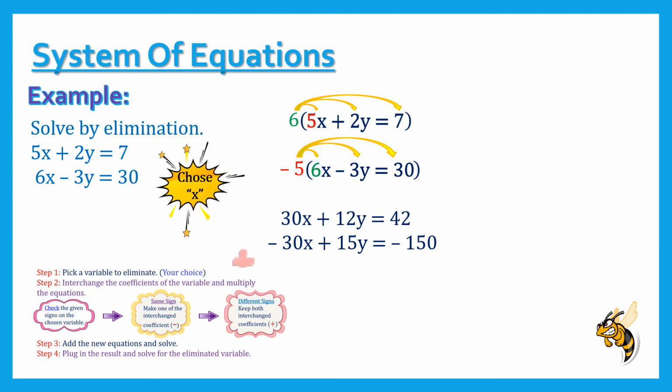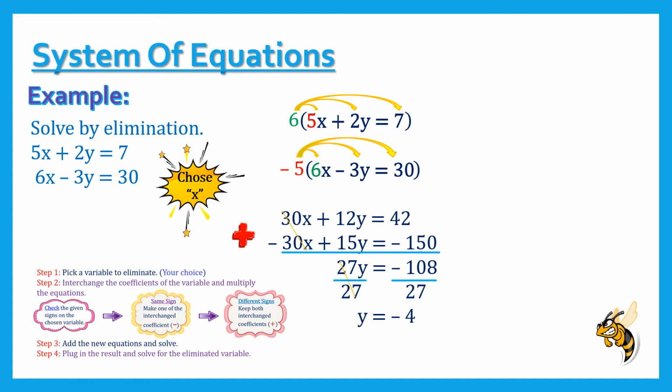Because I chose x, if you notice, they became additive inverses. And when you add them, they cancel each other. Remember, we always add. And now I'm left with 27y equals negative 108. To get rid of the coefficient of 27, I'm going to divide both sides by 27. So y is equal to negative 4.